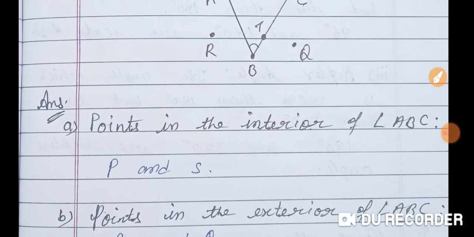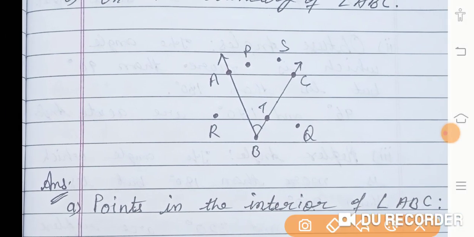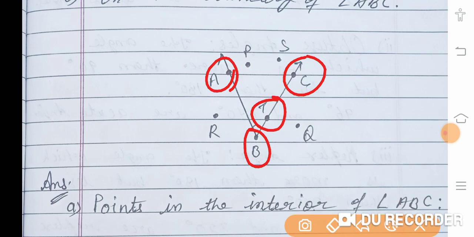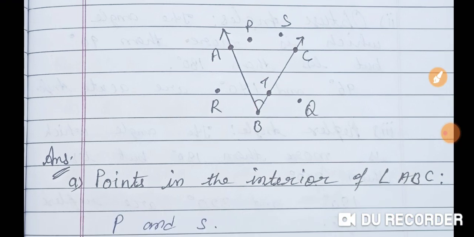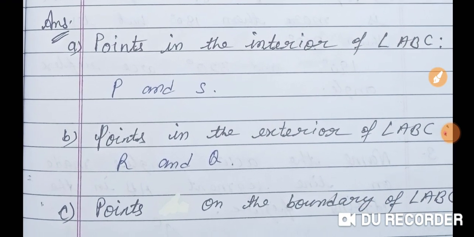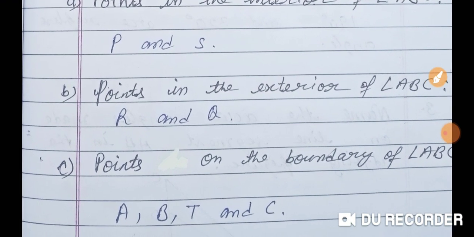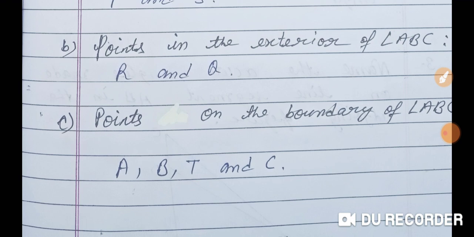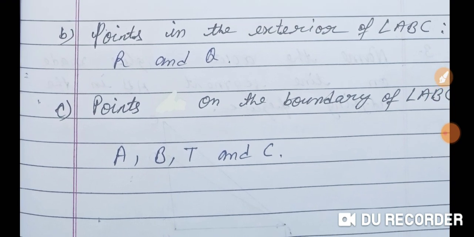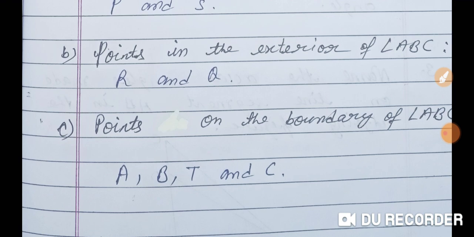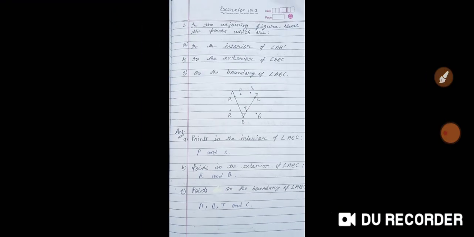Please see from here, from the figure. This is A, B, point C and T. Okay, my dear. So 4 points are present on the boundary, which divides the whole area into two parts, exterior and interior. That is said to be the boundary. 4 points are present, points A, B, T and C.